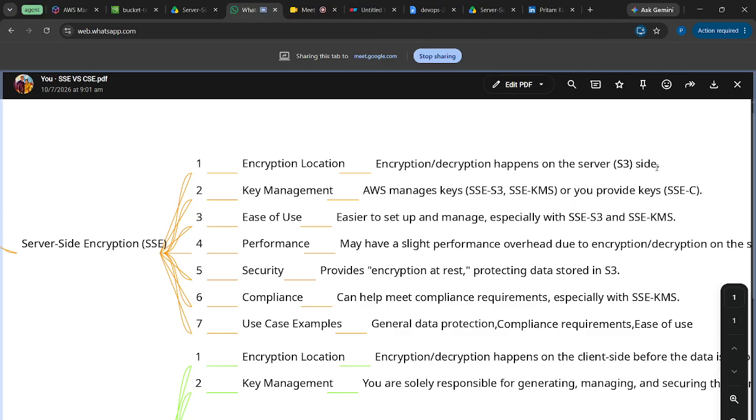Then key management. Who is going to manage the key? I have already told you there will be a key for this encryption and decryption process. Who is going to manage that? In SSE, server side encryption, AWS manages keys. There are two options available for key management. AWS will manage the key if you go with SSE-S3 or SSE-KMS, or you provide keys, which is SSE-C.